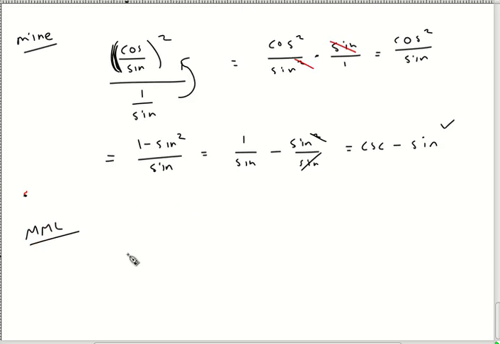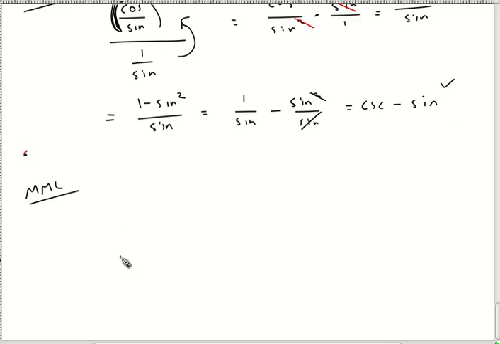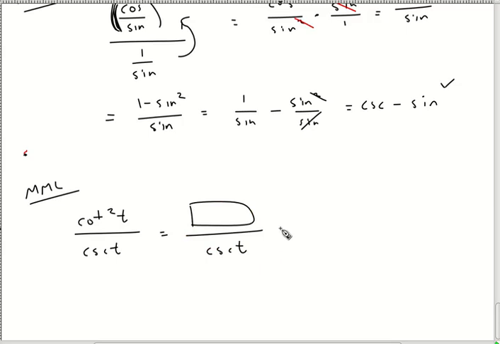Okay. So what does my math lab have? And so let's go through this. They got the cotangent t, cosecant of t, and then they say it's equal to, and then they have a big old box at the top, and they say divided by cosecant of t, and they have another box.